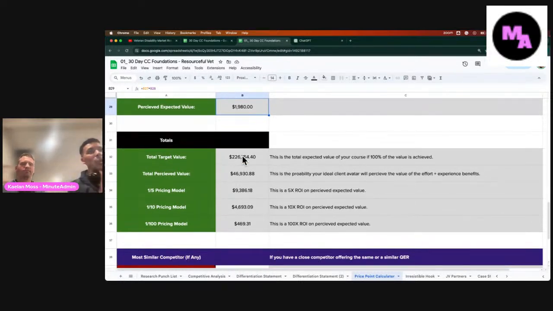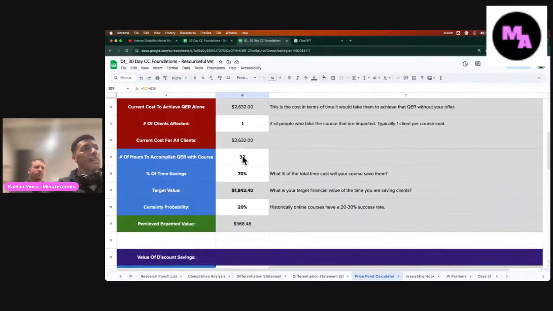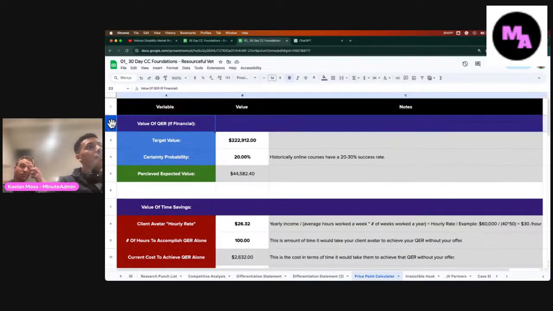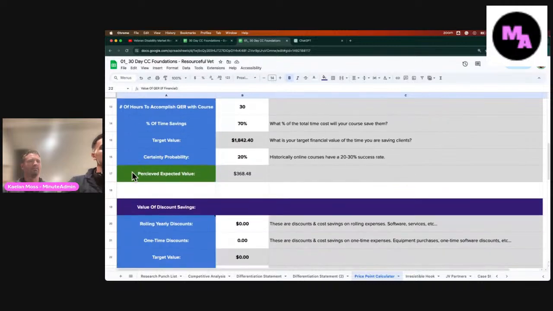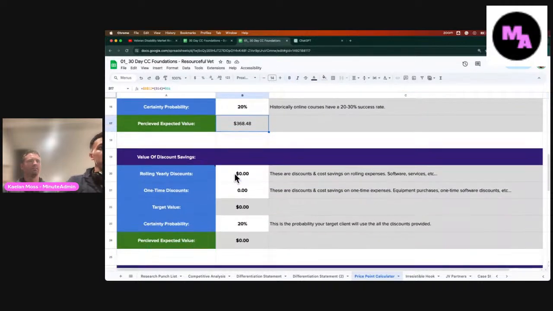All right. So here we got it. We got our totals. So we went through this process. How much is it worth to a Marine if they take this course and they actually pass it? $222K, because that's $4,600 a month times 4 years. Then they're going to be looking at it and they're going to say to themselves, how much time is this going to save me versus me doing it on my own? And that's going to be worth $368 based on the calculation.